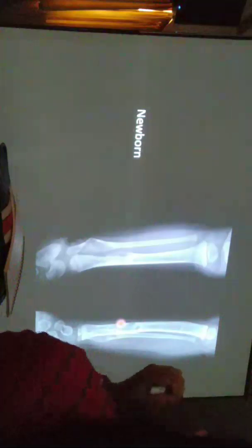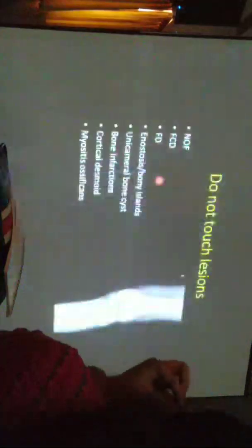Pseudoarthrosis need not always be bent like this. In a newborn, it might be straight also, like this. But they have this characteristic lytic area in the tibia and sometimes in the fibula also. This is neurofibromatosis-related pseudoarthrosis. These are certain site-specific diagnoses. Like for example, this is a cortical lesion in the tibia. This is an adamantinoma.